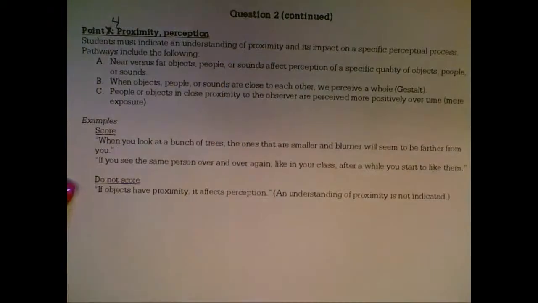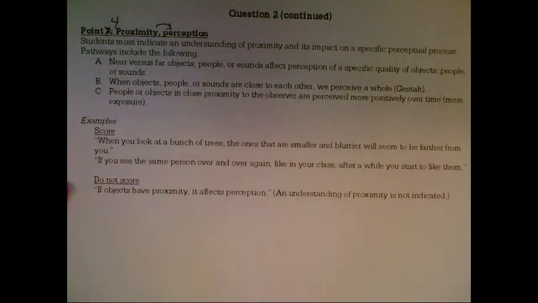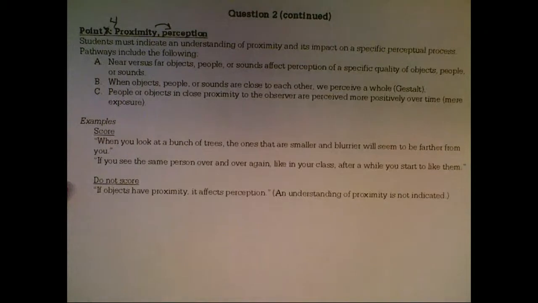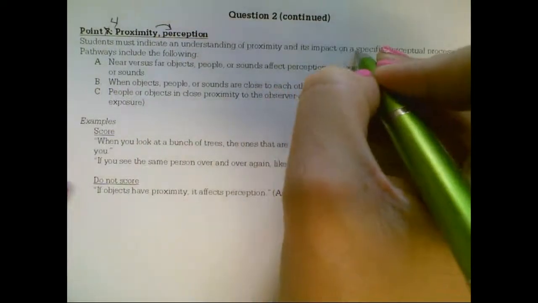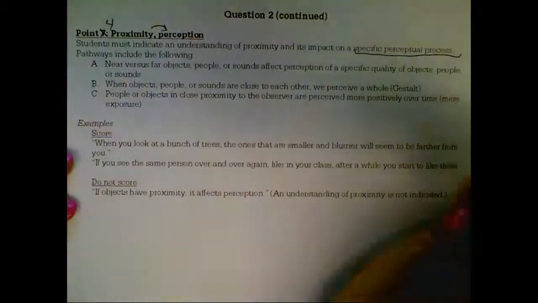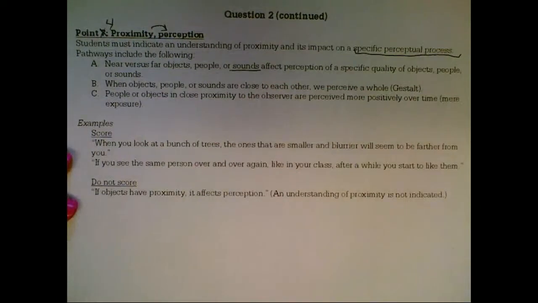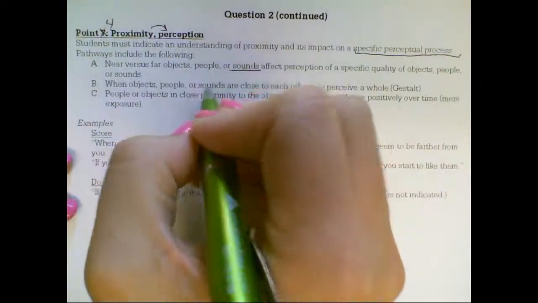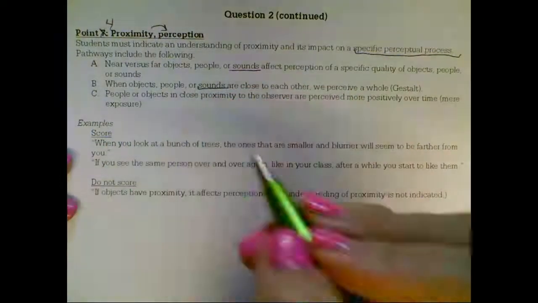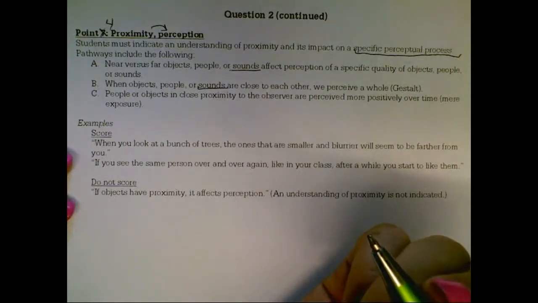All right, and then the next point was a little different because we talked about how you could use any sense. So how does proximity have an effect on the placement of the section, which is perception? So students must indicate an understanding of proximity and its impact on a specific perceptual process. So pathways could include near versus far objects for sound, affect perception of a specific quality. When objects, people, or sounds are close to each other, we perceive a whole or gestalt. People or objects in close proximity to the observer are perceived more positively over time from mere exposure.